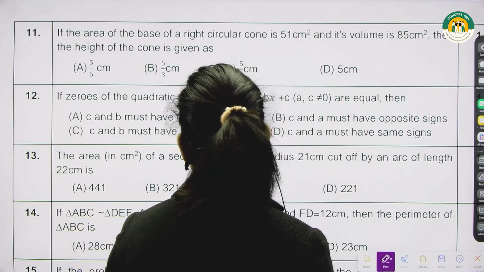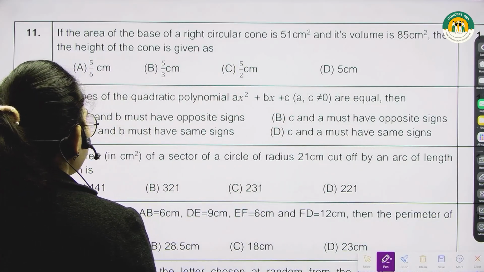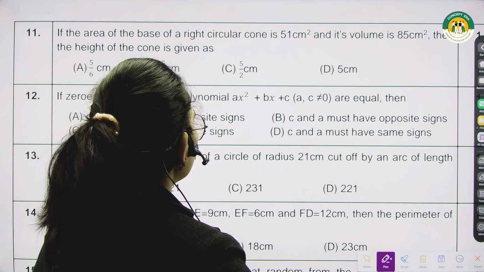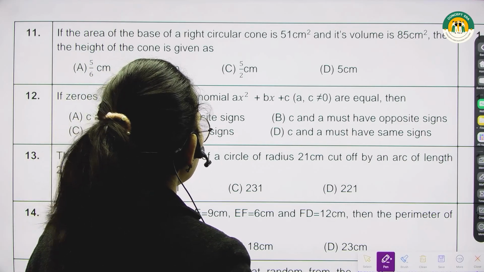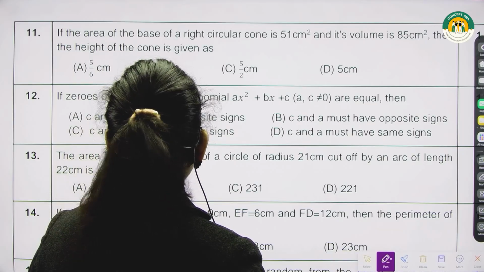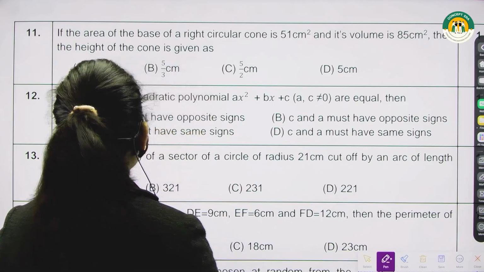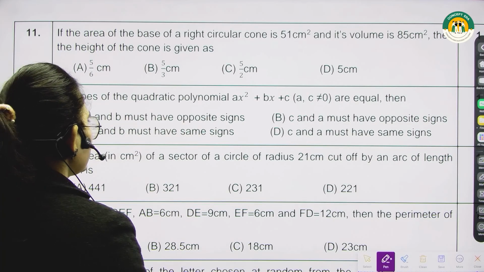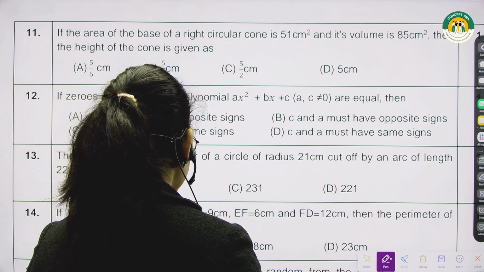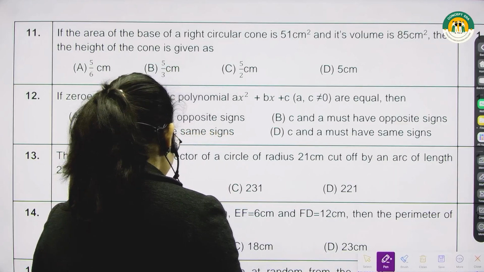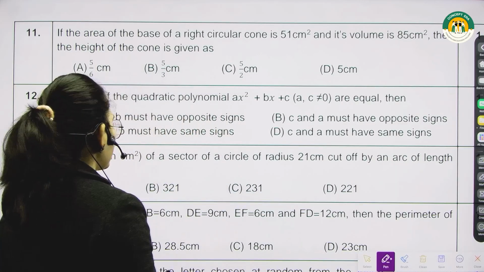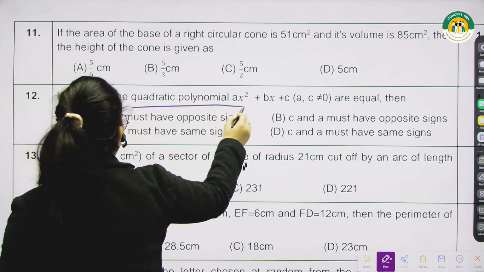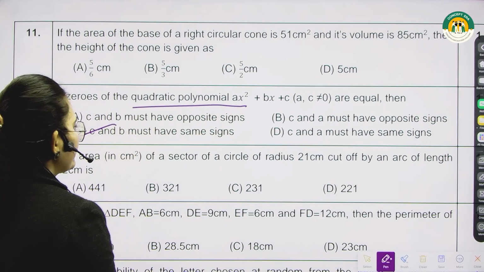Question number 12. If the zeros of the quadratic polynomial ax square plus bx plus c, where c is not equal to 0, are equal, then, what are the options? c and b must have opposite signs, c and a must have the opposite sign, c and a must have the opposite signs, c and b must have the same sign. So what will be the answer? This condition is only applied when c and a must have the same sign.